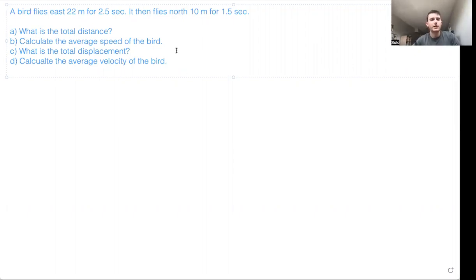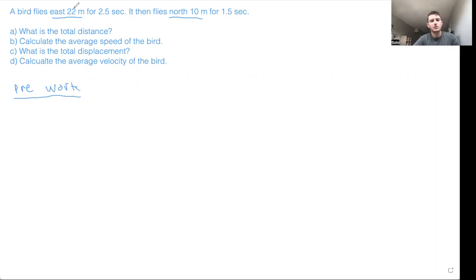So we have a bird flies east 22 meters for 2.5 seconds, and then it flies north 10 meters for 1.5 seconds. And then we want to find the distance, the average speed, the displacement, the average velocity. Kind of different for each, but kind of similar. So first thing that's super important is we're given these distances with a direction, right? So not really a distance, but if we want to write down what we have here, I call this kind of the pre-work.